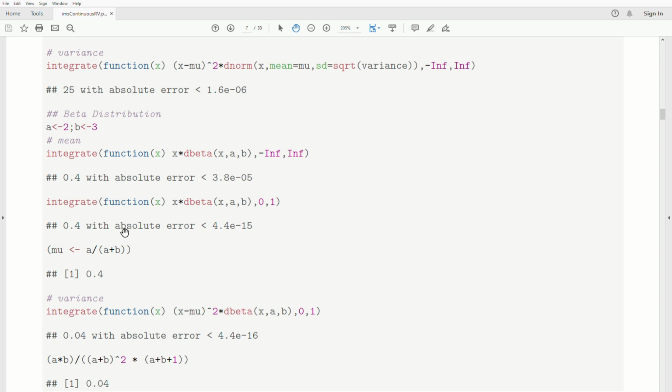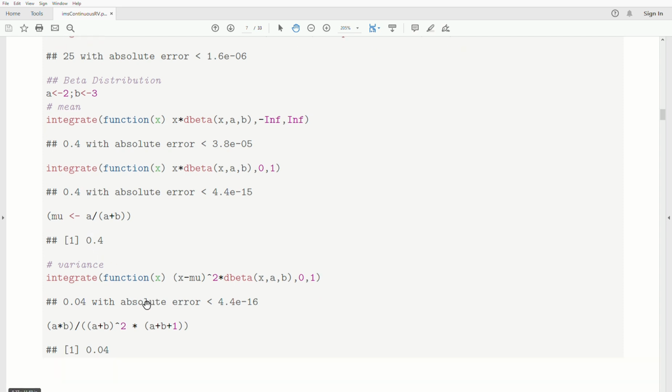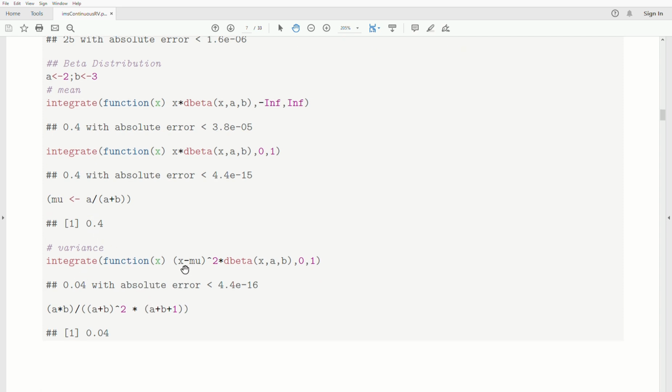And later in a video, we're going to show you that the mean of this beta distribution is alpha divided by alpha plus beta, which is 0.4, which is the mean that we just achieved up there. If we integrate x minus mu quantity squared times this beta density from 0 to 1, we get 0.04. And in a later video, we'll derive the formula for the variance. So we plug in those values and we get 0.04, which is the same.